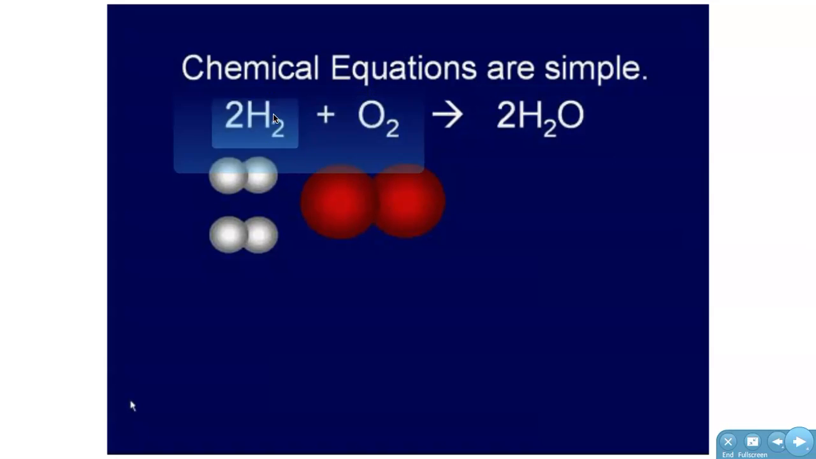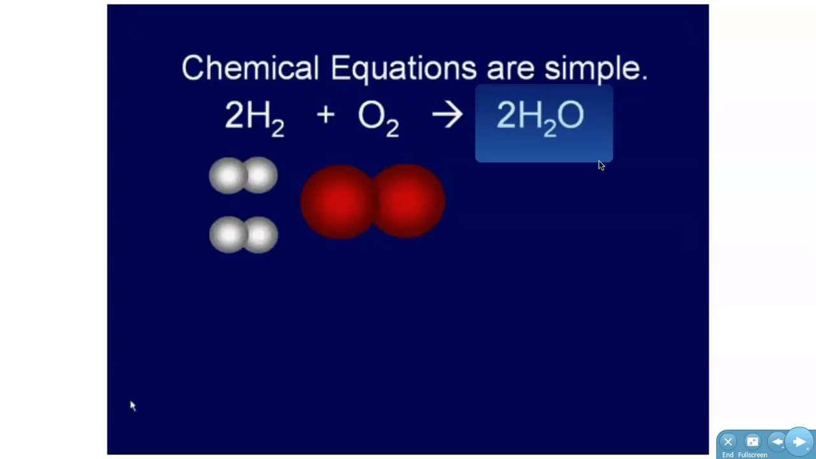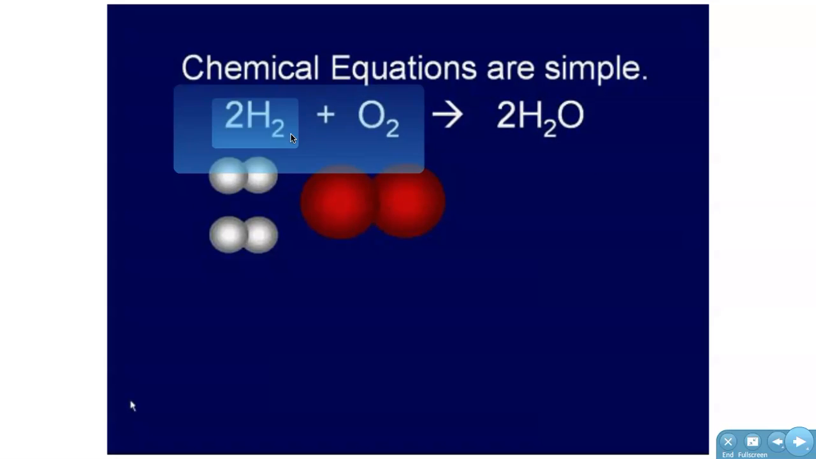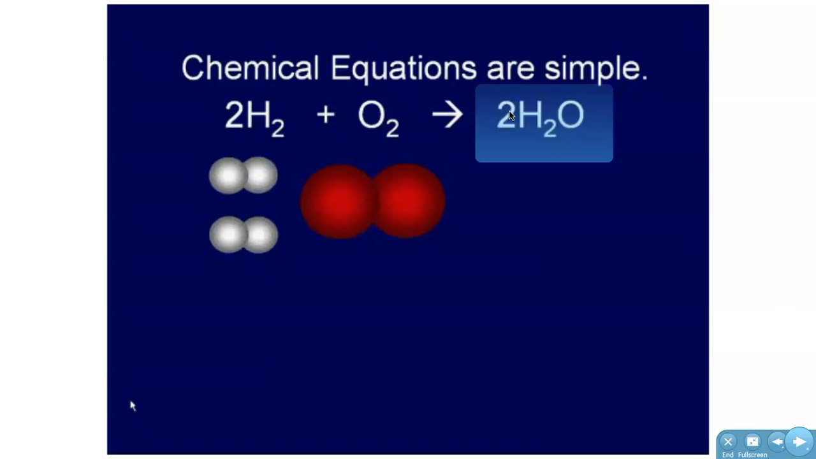You need these 2's here to balance it. If you didn't have them, you'd have 2 H's and 2 O's on the left and 2 H's and only 1 O on the right. So you know you need 2 O's. So you know you need this 2 here. So now you have 2 O's on the right and 4 H's. Now you're at 2 and 2's, so you have to add this 2, so you have 4.